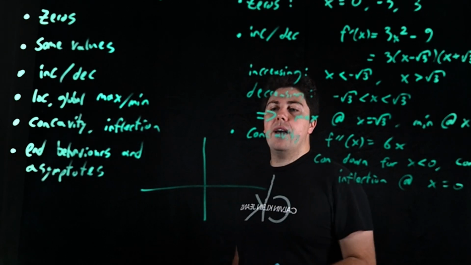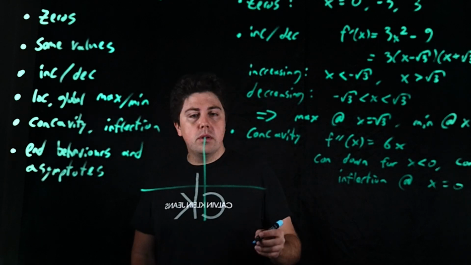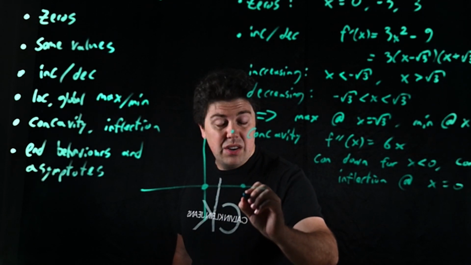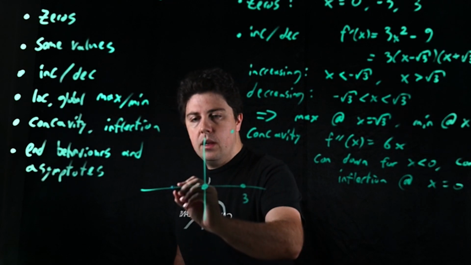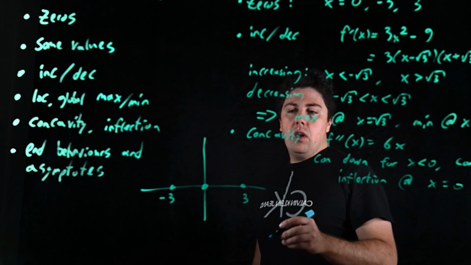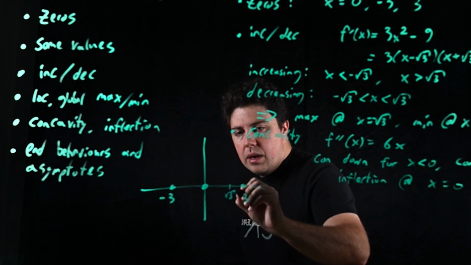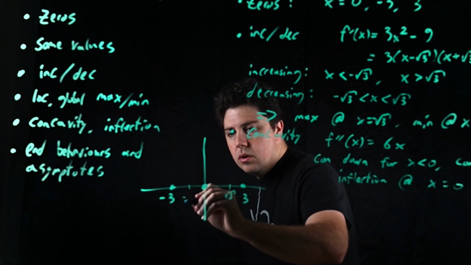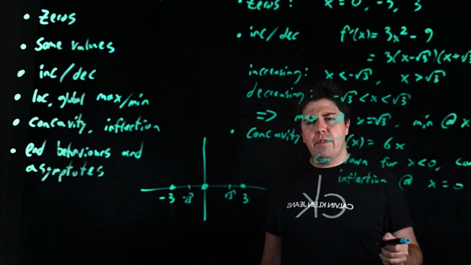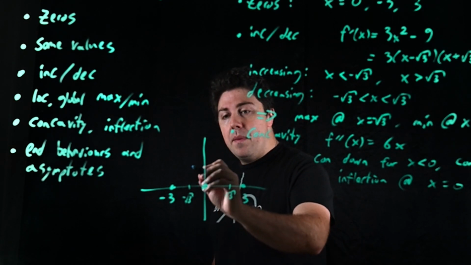So what do we have? Well, let's just indicate the points that we care about. We know that the function has a zero here at 0, it has a zero here at 3, and it has a zero here at minus 3. Okay, and let's add in these two points, root 3 and minus root 3. So what do we have? We know that we have a maximum here, and we know that we have a minimum here.